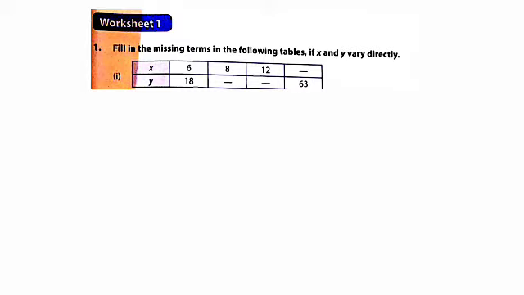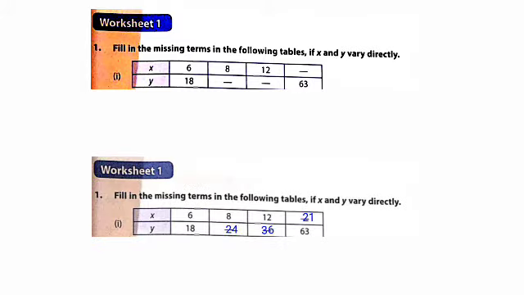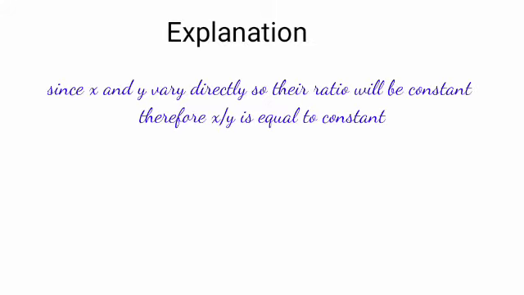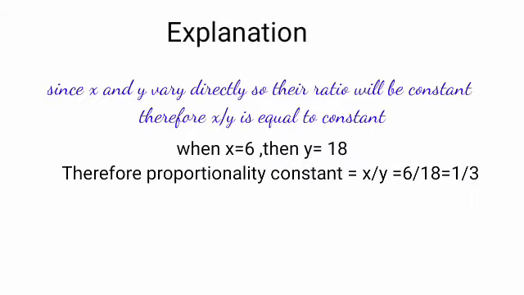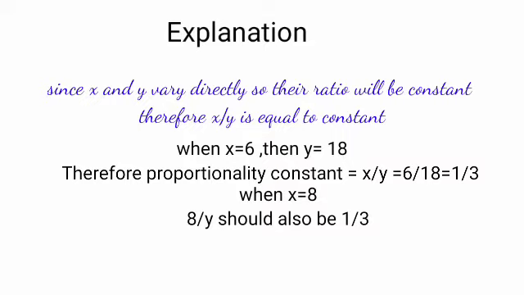Look at worksheet 1, question number 1. Here x and y vary directly. When x is 6, y is 18. So what is the ratio here? Here the ratio of x and y is 1 by 3. So in every case this should always be 1 by 3. So 8 by y should be equal to 1 by 3, and y equals 24. In this way we can solve all the questions.